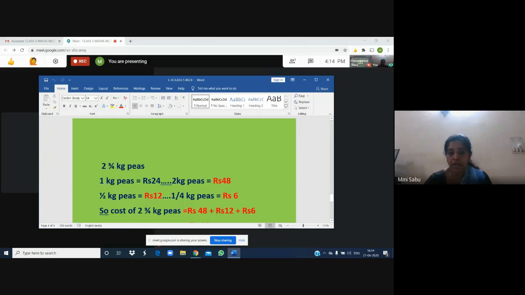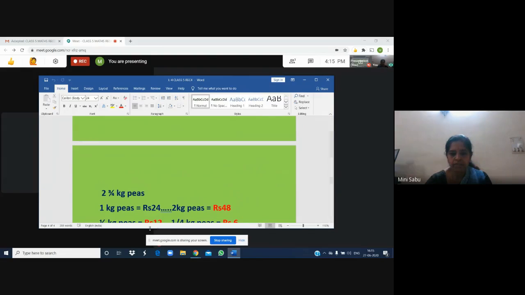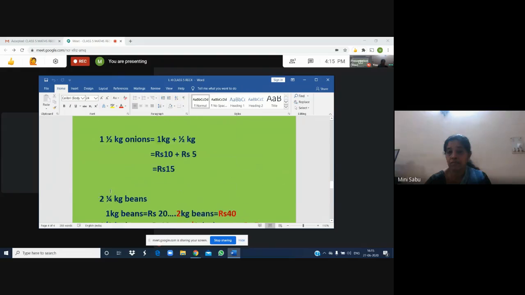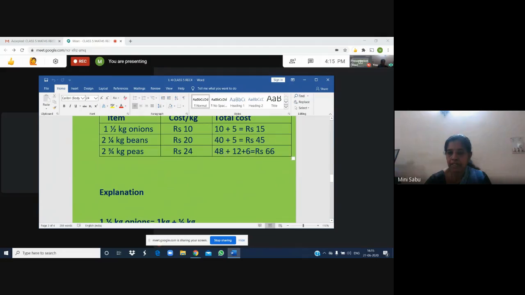Then to find out the 2 3/4 kg price, we have to add the price for 2 kg, the price for half kg, and the price for 1/4 kg together. See, 48 rupees plus 12 rupees plus 6 rupees. When you add, you get 48 plus 10, 58. 58 plus 2, 60. 60 plus 6, 66 rupees.